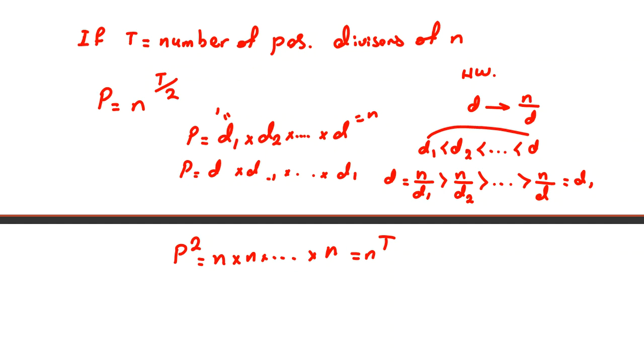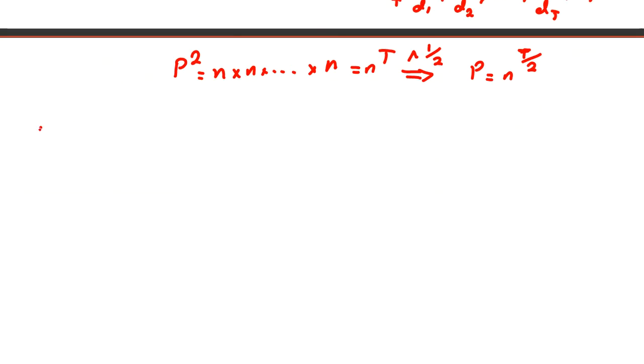Because in the beginning we set t equal to the number of positive divisors. So d1, ..., dt, and the product of them, raised to the power of 1/2, equals n to the t over 2. So your homework 1 is to prove this. Let me explain completely. Homework 1 is what? If d divides n, prove that n over d also divides n.